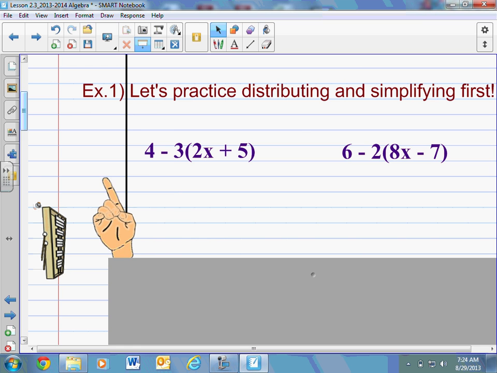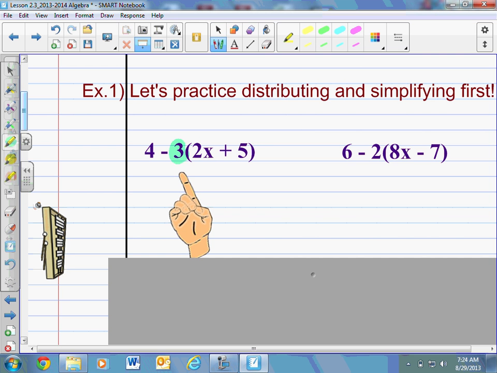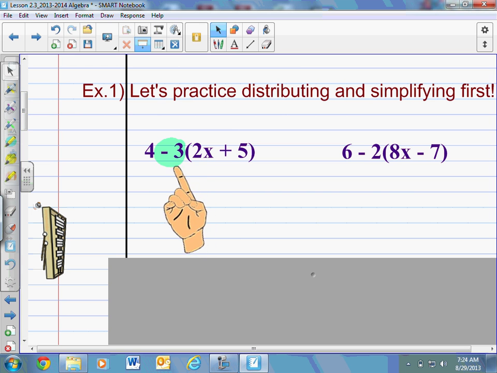Okay, so look what you have here that you have to share. Now, normally, here's the first mistake students make: they look at this and say, I just have to share the 3 only. But there's something else in front of that 3 that has to be shared also. It's a negative 3, okay? So you want to share this negative 3 with this 2x and share the negative 3 with this 5, okay? So let's go ahead and do that.